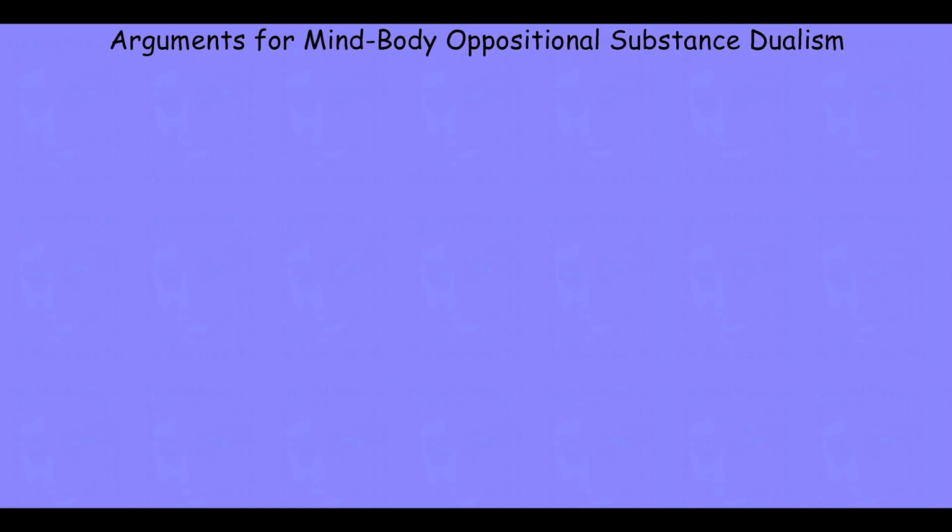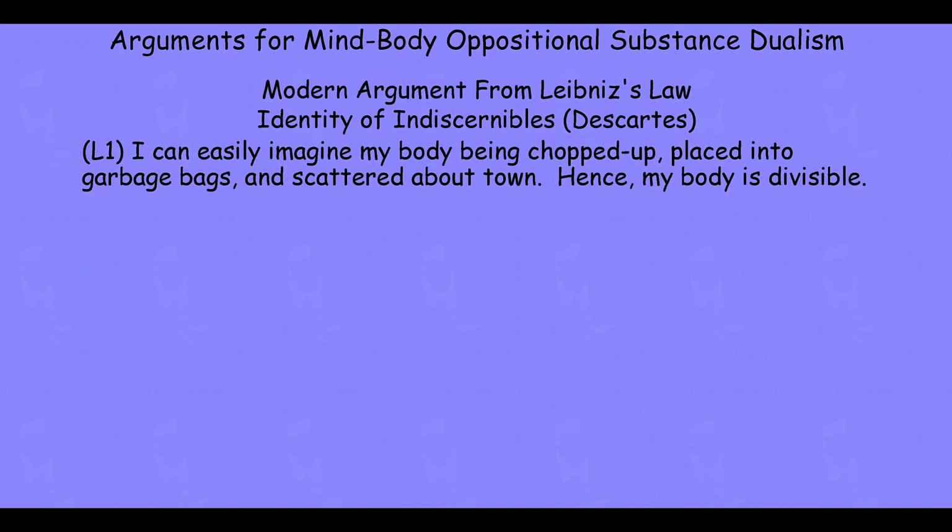The first arguments that we'll look at are arguments that would purport to elevate oppositional substance dualism or to diminish substance monism. And the first argument that we want to look at is the modern argument from Leibniz's law, that is, the identity of indiscernibles. Now, Descartes uses a version of this argument in the Meditations, but he doesn't have Leibniz's law, so it isn't quite as rigorous or well specified as this version will be, hopefully.